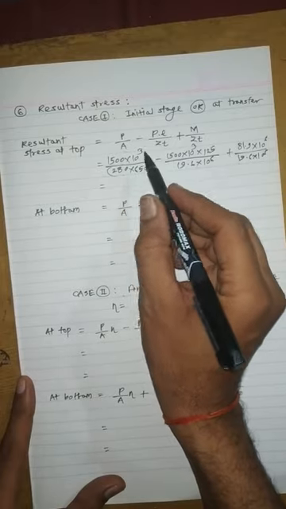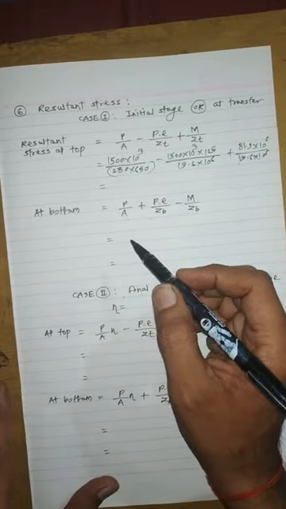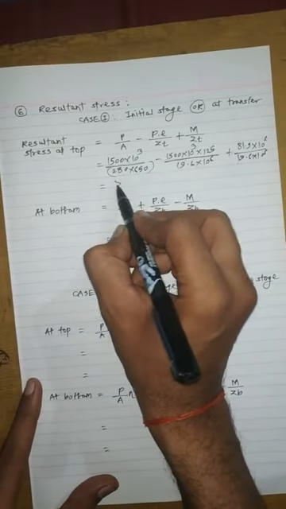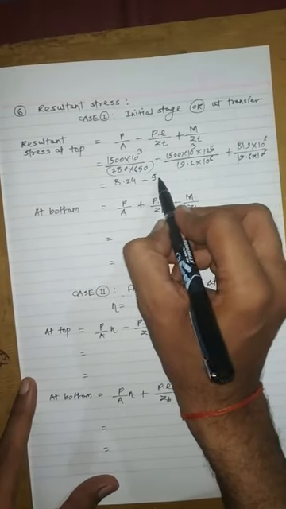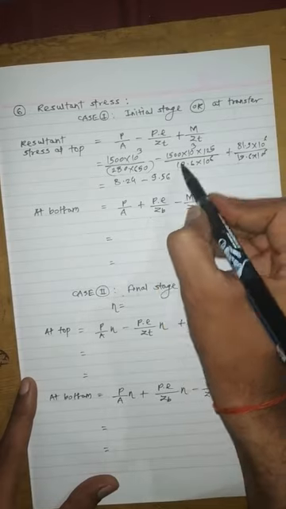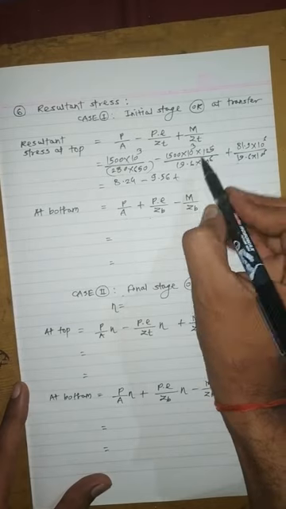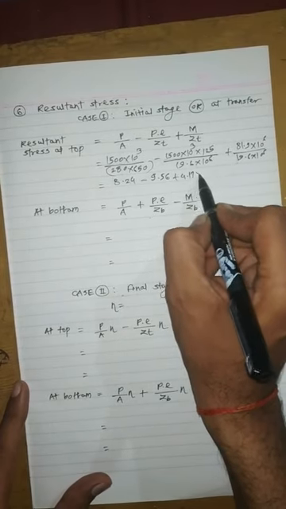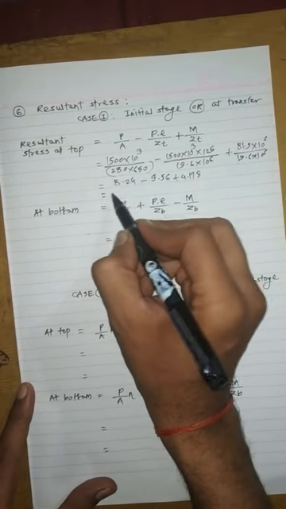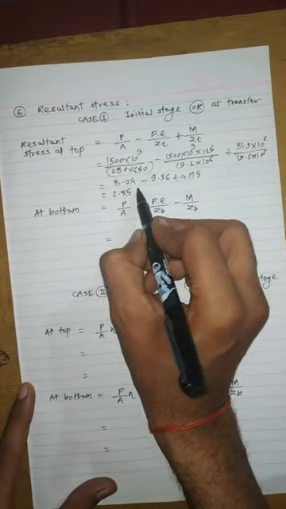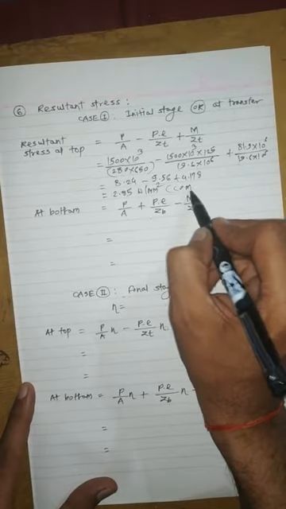So after calculation, the value of this direct stress is equal to 8.24, and the value of this eccentric stress is 9.56. Then the value of stress due to dead load or self weight is 4.178. So the final answer, that is stress at top, is 2.85 Newton per mm square. Here the answer is positive, so nature of stress is compressive.